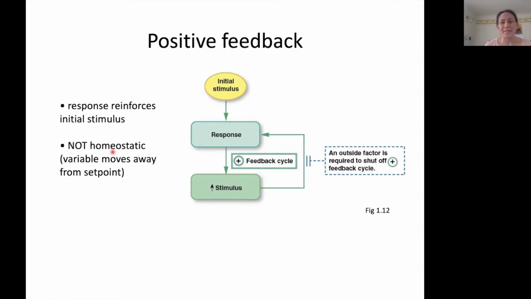Basically, if we look at this diagram, we have the initial stimulus and our response is to increase that initial stimulus. So we're just going to feed on ourselves and keep increasing that initial stimulus. Because the feedback cycle reinforces itself, we need an outside factor to shut off the positive feedback loop.